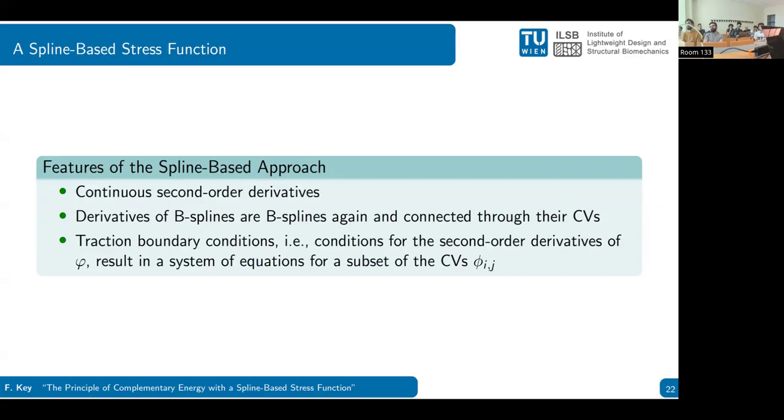So traction boundary conditions, which are conditions for second order derivatives of the stress function, result in a system of equations, and finally for a subset of these control values phi j, where we solve for them, we already have fulfilled the traction boundary conditions.